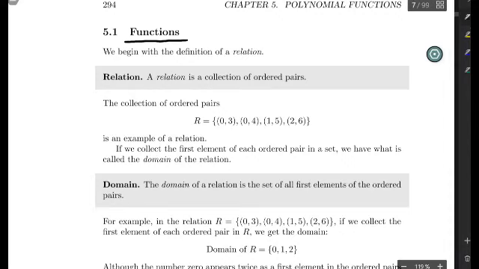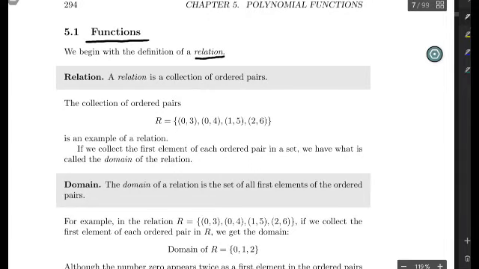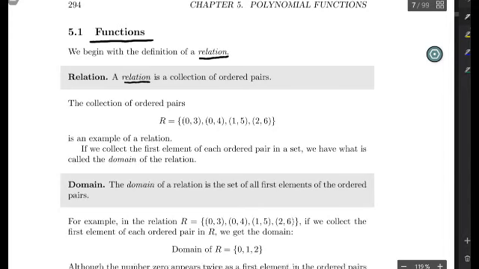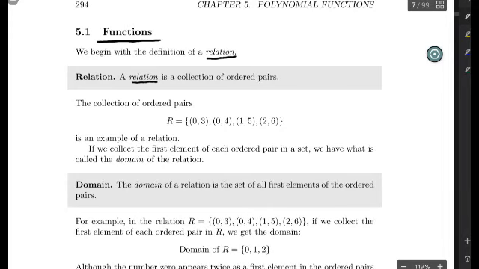So the definition will begin with what a relation is. A relation is a collection of ordered pairs, or a set, as we say. Here we have an example of a relation that consists of the set of four ordered pairs: (0, 3), (0, 4), (1, 5), and (2, 6).